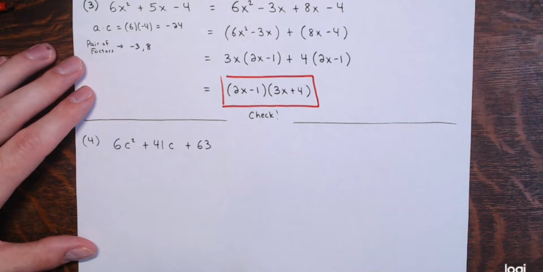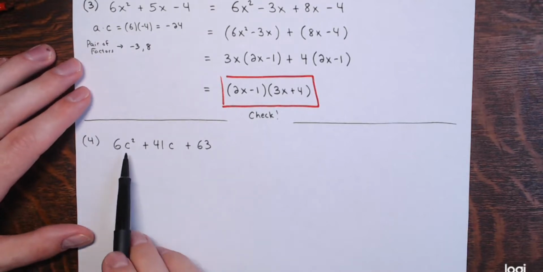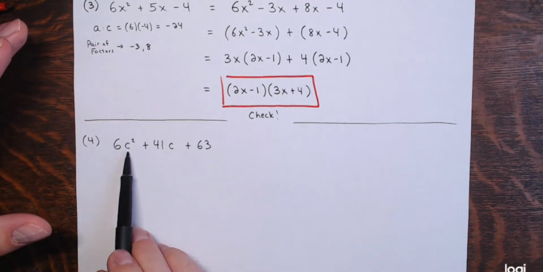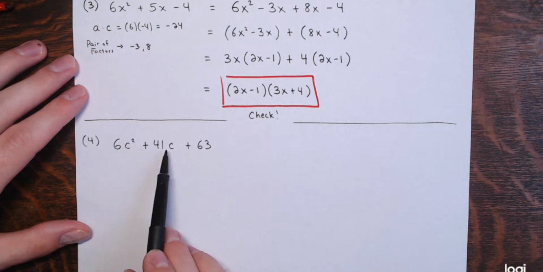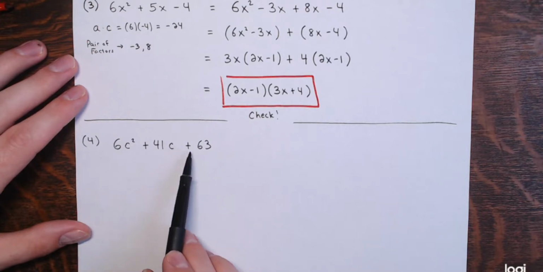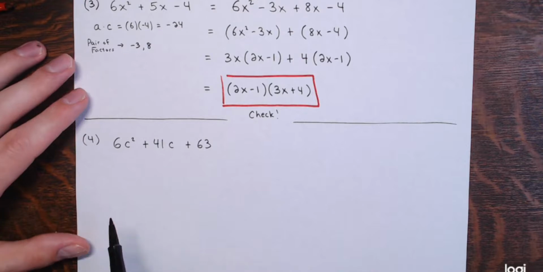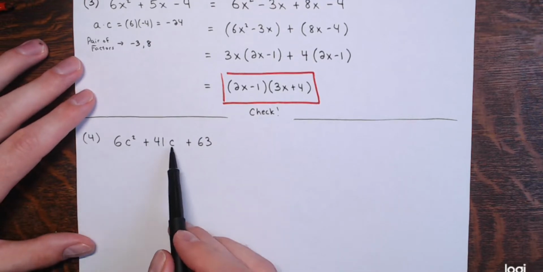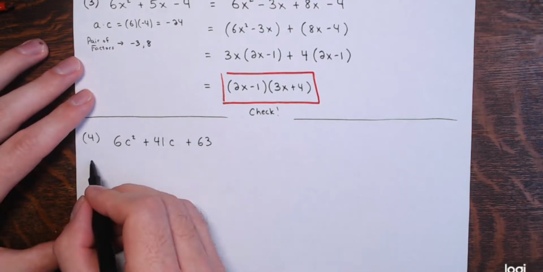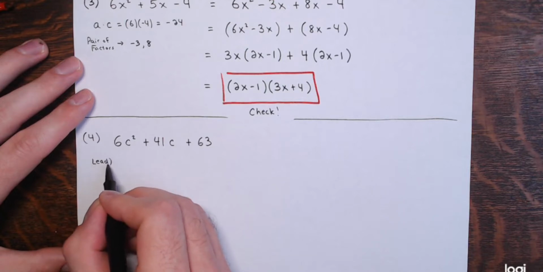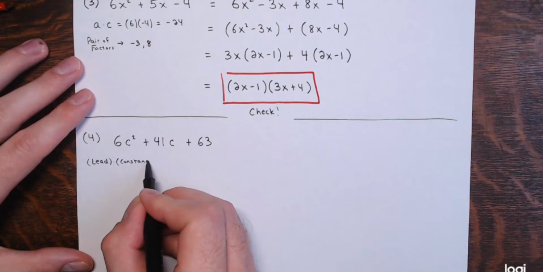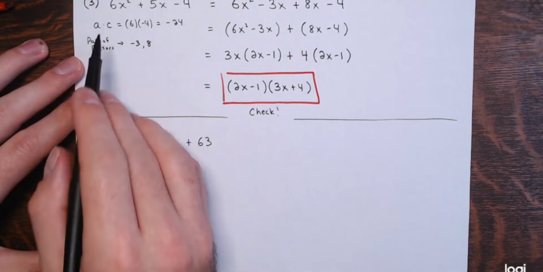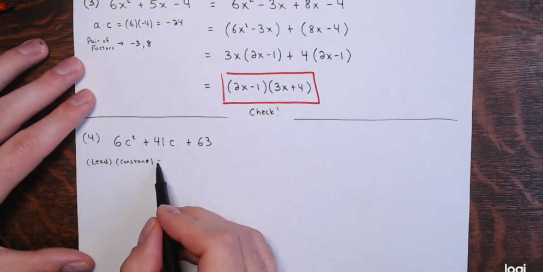All right, so this next example, oh man, the variable's not x anymore. It doesn't matter. It's the same setup. You have a number times a variable squared plus a number times that same variable to the first plus another number. So instead of writing a times c, because it might be confusing with the c here, I'm just going to put lead coefficient times constant. That's the a times c.